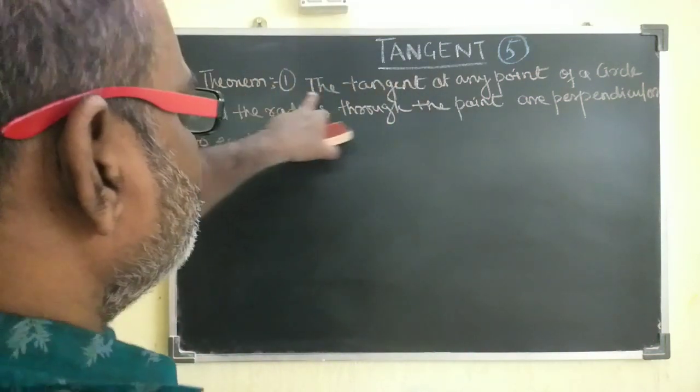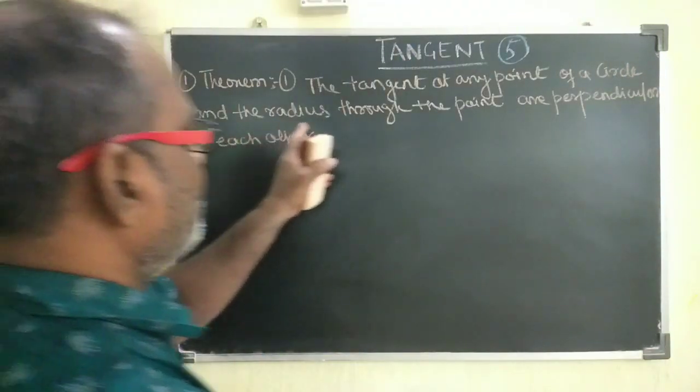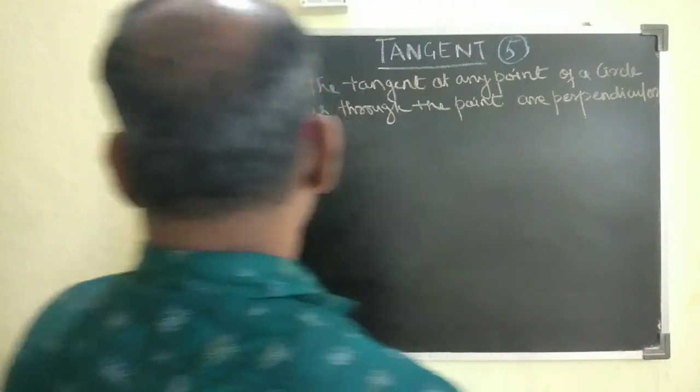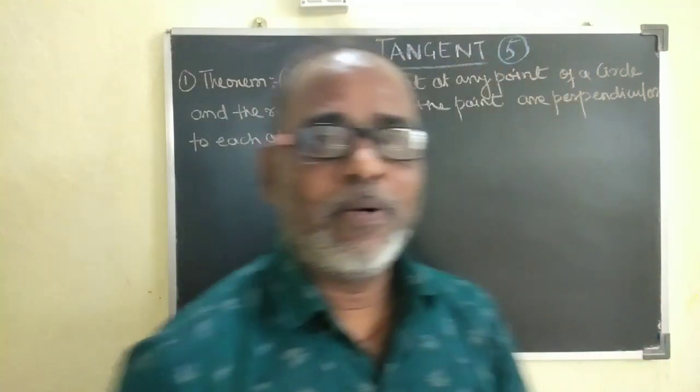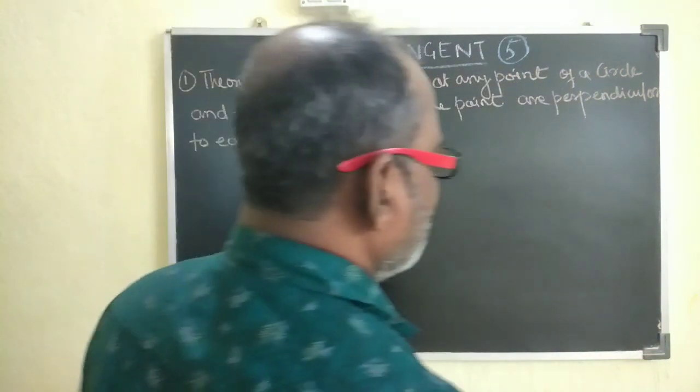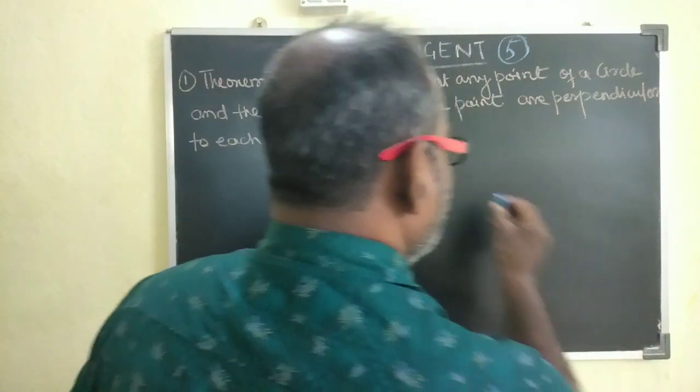The very first thing is that the tangent at any point of a circle and the radius through the point are perpendicular to each other. At first you must know what perpendicular means. What is the perpendicular distance? What does it mean?